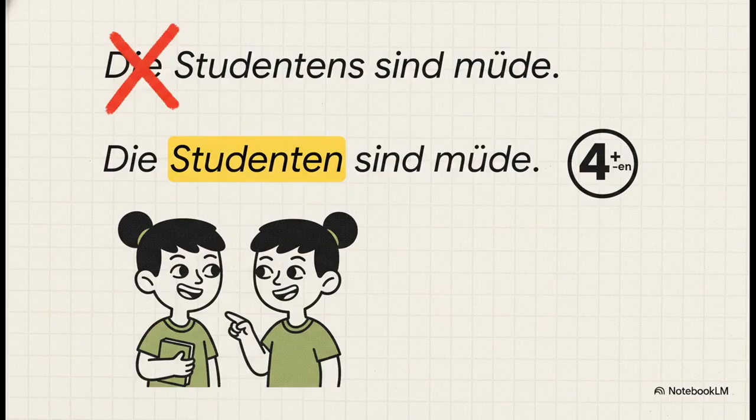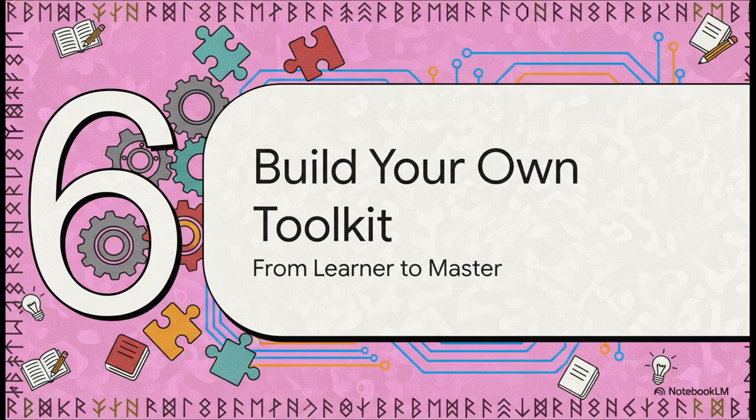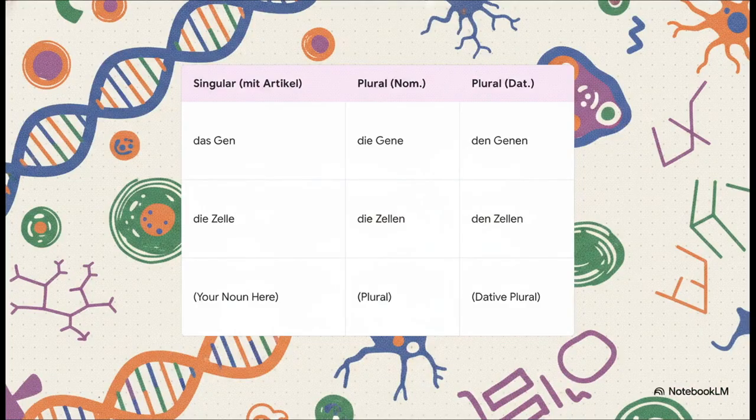Great job. Okay, you did it. You've officially cracked the code. You've got the patterns, you understand the special cases, you have all the tools you need to take on German plurals. Now, the last step is to make this knowledge your own. You know, the source material suggests this brilliant final exercise, and I think it's the perfect way to wrap up. It's all about creating your own personal plural table.